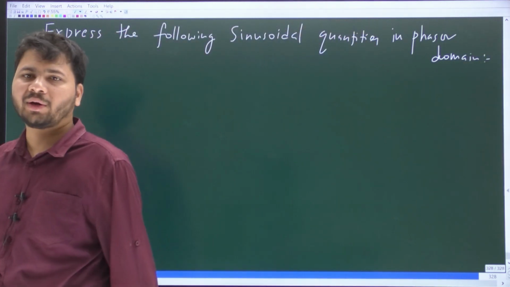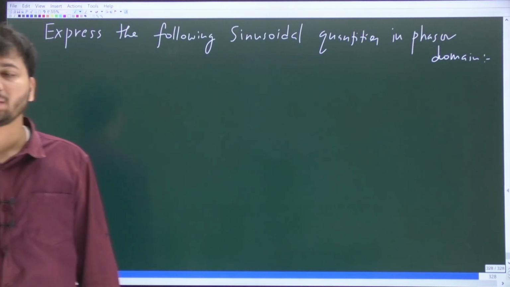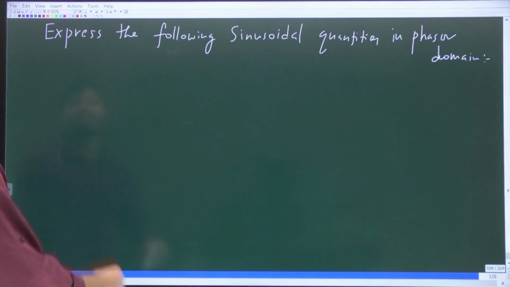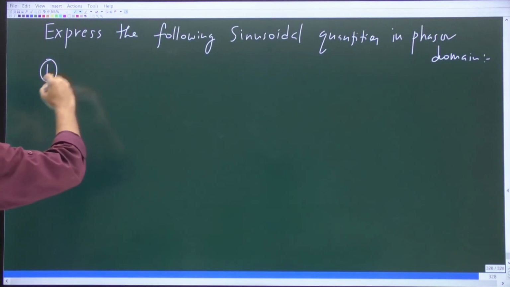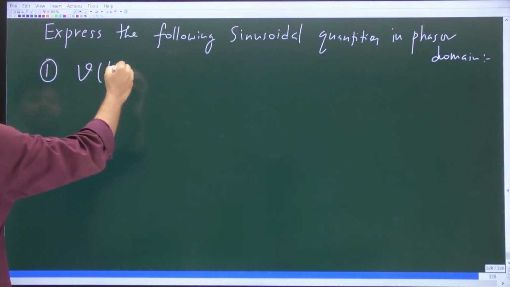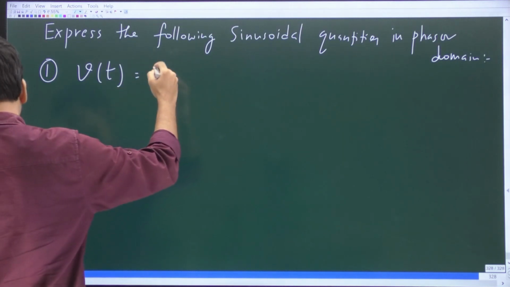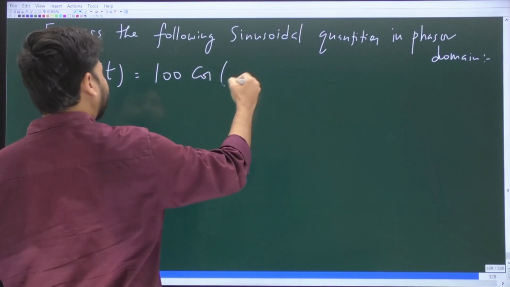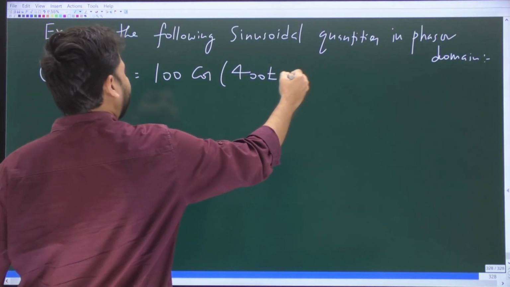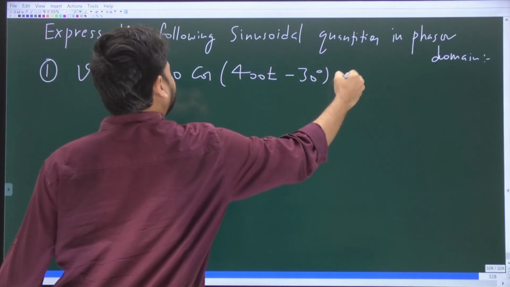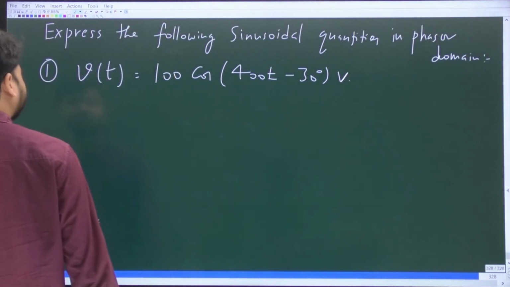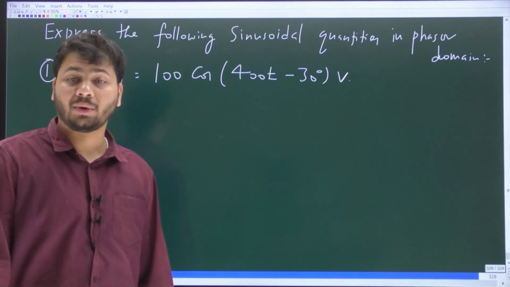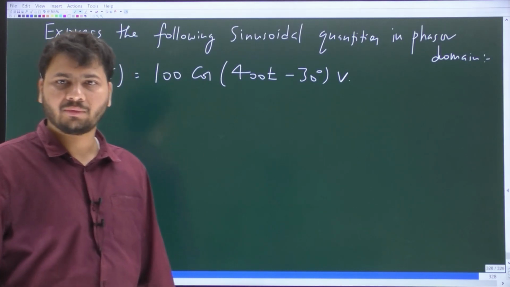So what is the statement here? Express the following sinusoidal quantities in phasor domain. So the first one is v of t equal to 100 cos 400t minus 30 degrees volts. This is the first sinusoidal voltage. How do you express this voltage in phasor form?